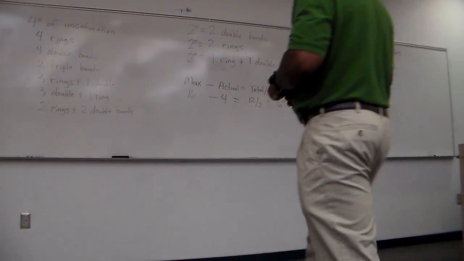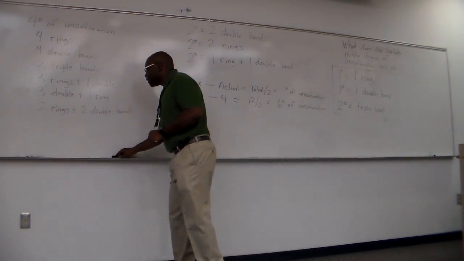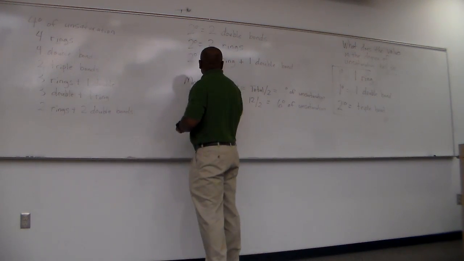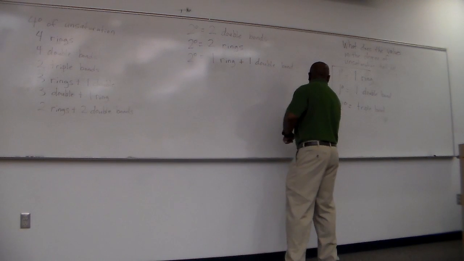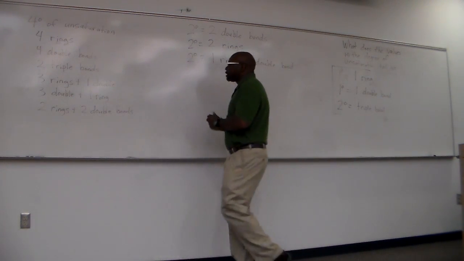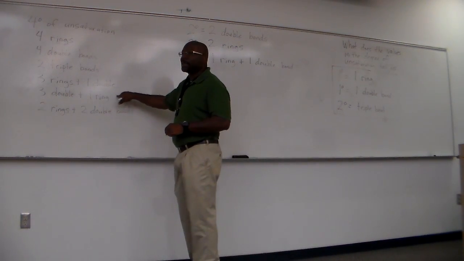Then we get the molecule, which is 4 degrees, C6H6. A combination for C6H6 would be 3 double bonds and 1 ring.